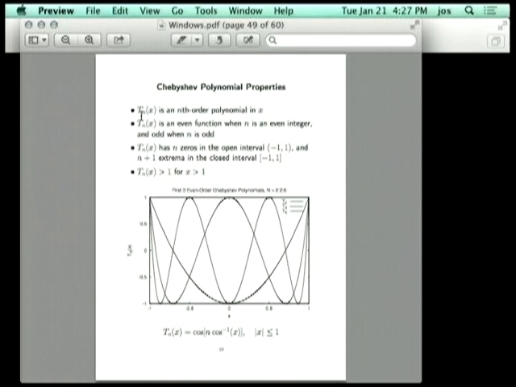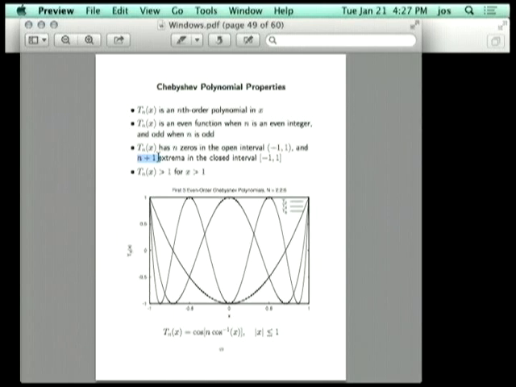So the properties are that the T sub n is an nth order polynomial. If it's an even order, then you get an even function. If it's an odd order, you get an odd function. And then you'll have n zeros in the interval -1 to 1. And importantly, you have n plus 1 extrema. So you know that n plus 1 extrema will determine an nth order polynomial.